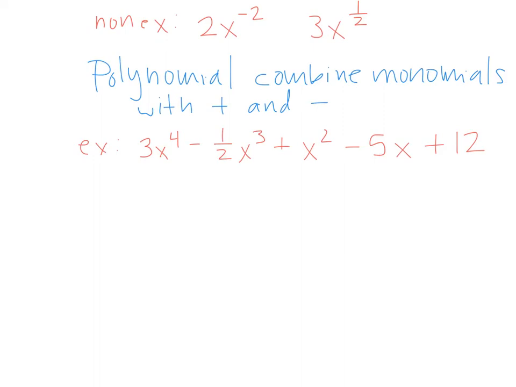Some more definitions: each monomial individually is called a term. Easier to say than monomial, so we'll just use the word term instead of monomial. So 3x to the fourth would be the fourth degree term of that polynomial. The x squared would be the squared term, and the 12 would be the constant term.